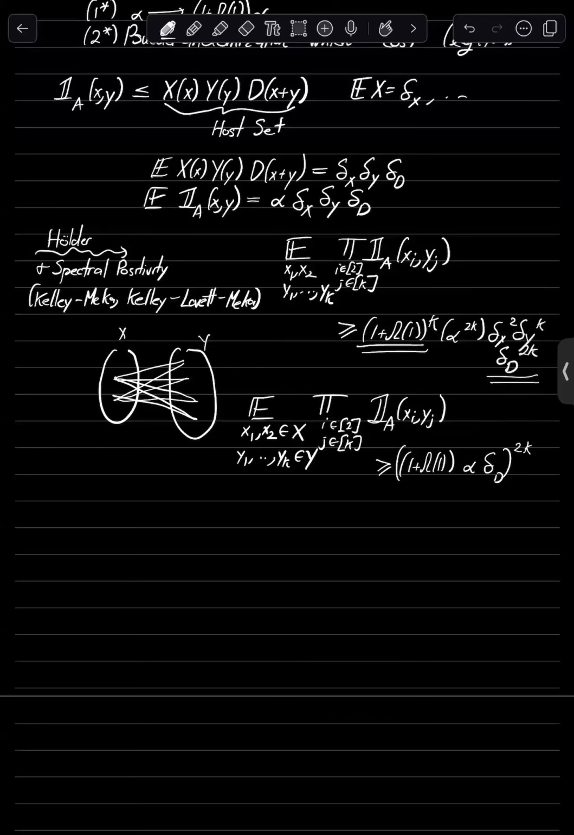If you look at this, where is this delta d factor coming in? Originally I had x and y in F2 to the n, but now imagine I've restricted the first vertex set to X and the second vertex set to Y. There's a graph gamma, which is above. This is just the indicator that x plus y is inside my set D.